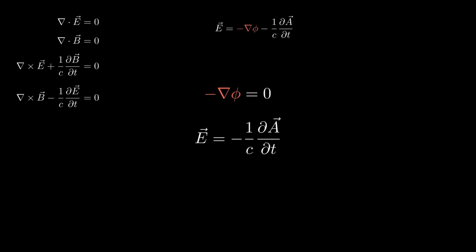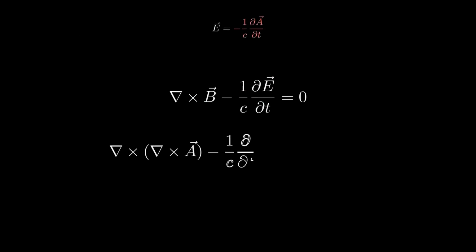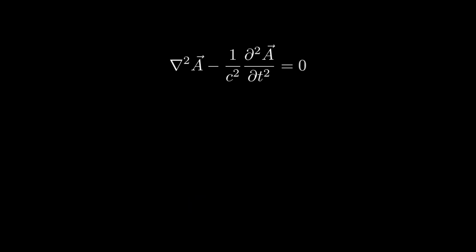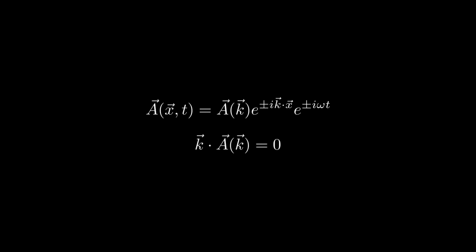With this electric field, we substitute it into the fourth Maxwell equation along with our definition of the magnetic field. The left term can be rewritten using the curl of a curl identity. And, since we are using the Coulomb gauge, we can once again set del dot A equal to zero. This leads to a differential equation for the vector potential. The solution to this equation is given in terms of exponentials. Here, omega is equal to kc.